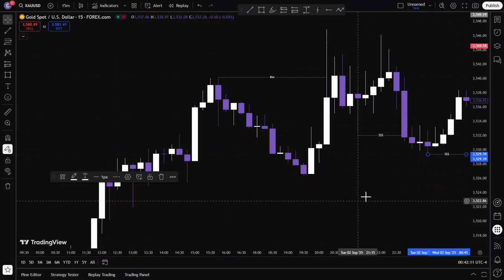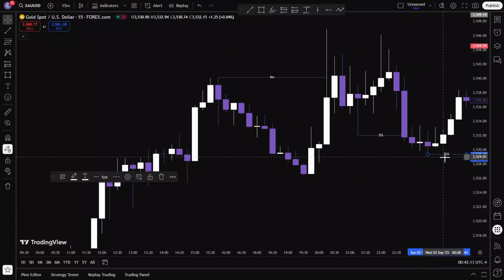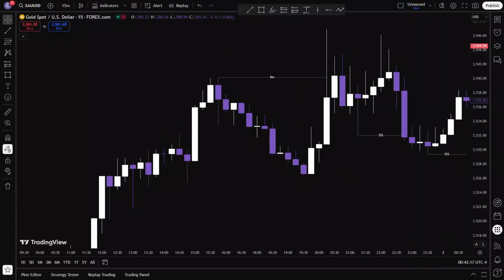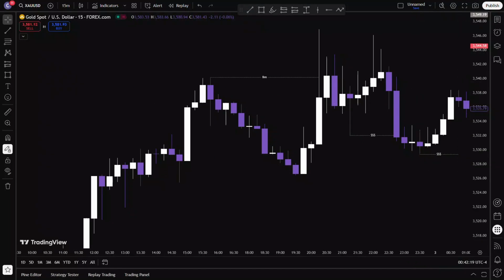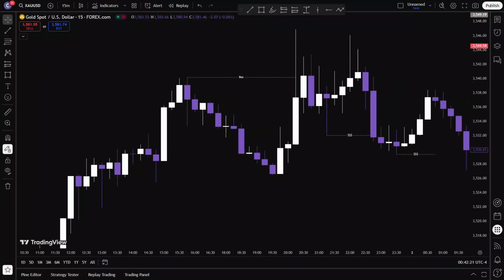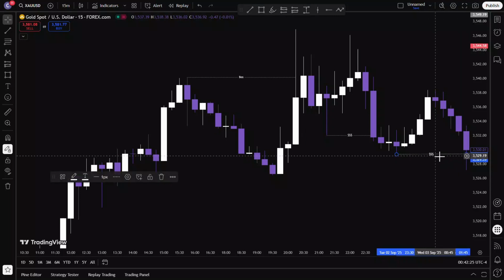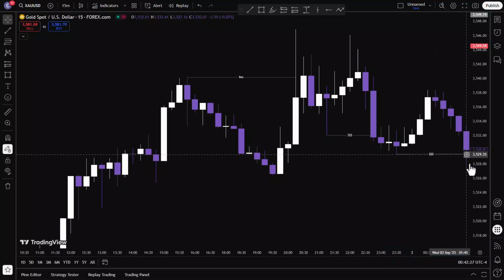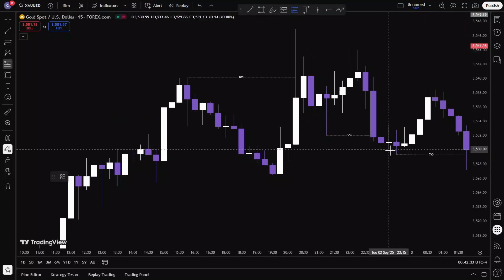So now we have another liquidity here. Now again we wait for price to grab this liquidity. So you can see price shifts this liquidity and creates a clean pin bar after shifting the liquidity. And this is the exact confirmation to enter a buy trade.